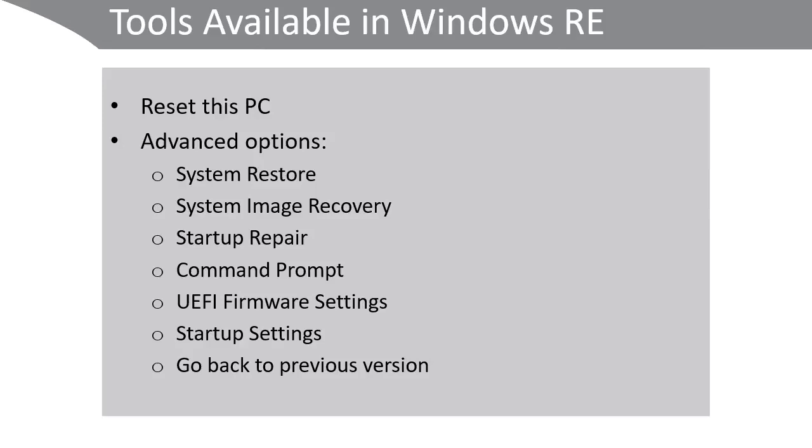The Command Prompt tool allows you to run a number of different commands, just as if you're in an elevated command prompt within the user interface, although there are certain restrictions. UEFI firmware settings, so that's an easy way for you to access the UEFI firmware settings within your computer. Startup settings to verify the startup environment, and go back to previous version. That's only available if you've recently updated to a new feature update or a new update version of Windows.